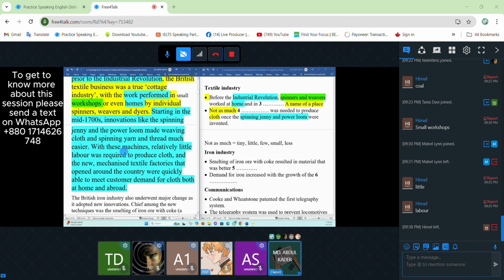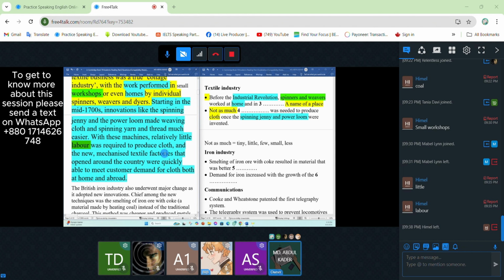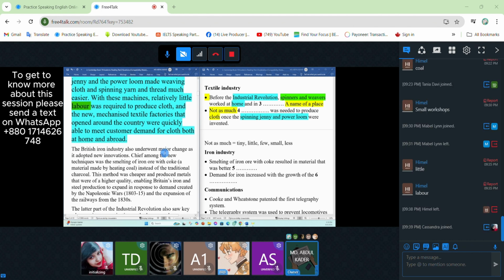Okay, fine. With these machines, meaning the spinning jenny and power loom, relatively little labor was required to produce clothes. So not as much labor was needed to produce clothes. So the correct answer is labor. It was quite easier, right? Okay, now let's move on to our next question.